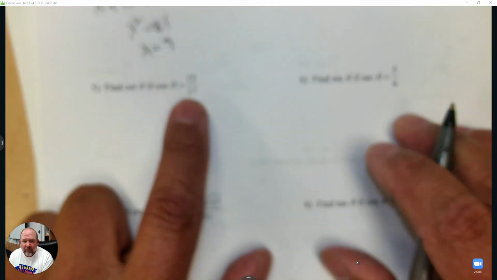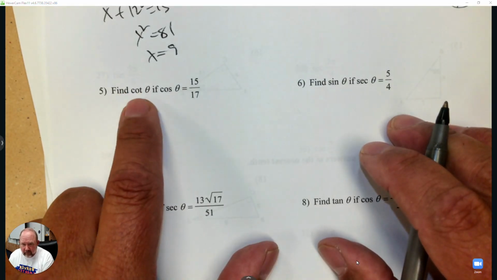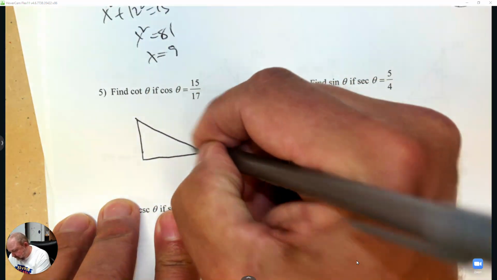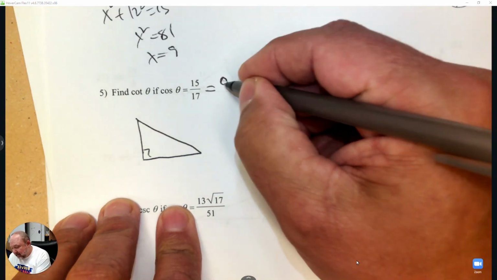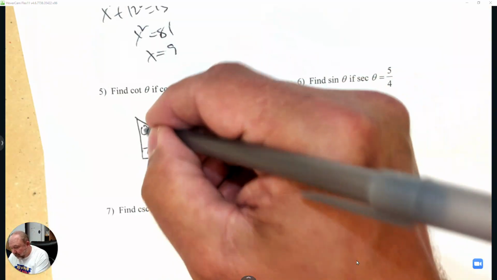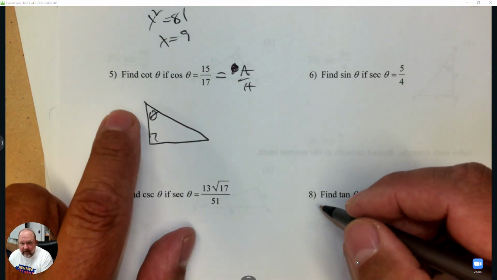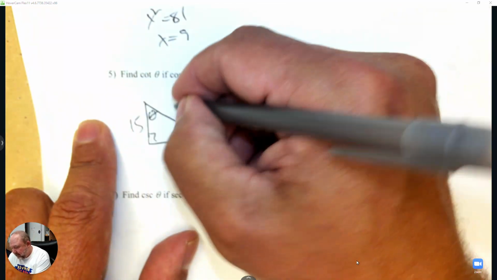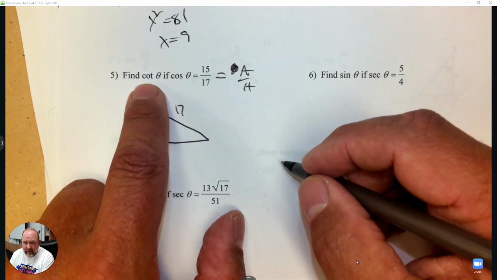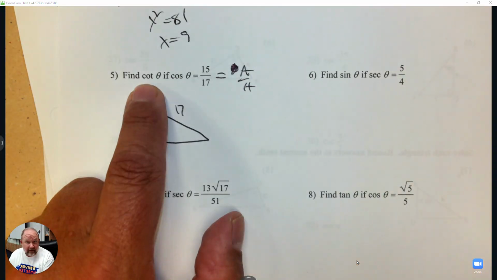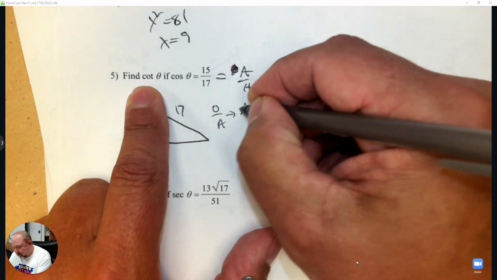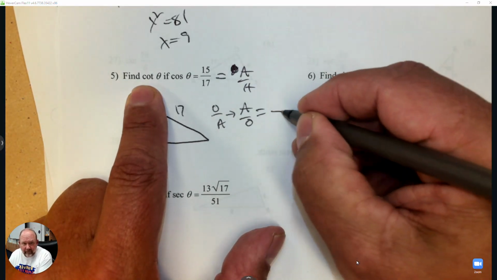All right, what happens if you have a ratio and you have to find another ratio but no triangle? So we are going to draw a triangle. We're going to know that cosine is adjacent over hypotenuse. We're going to label our own triangle. So the adjacent side is 15 and the hypotenuse is 17. And then from this triangle, we're going to find cotangent. Cotangent's the reciprocal of tangent.